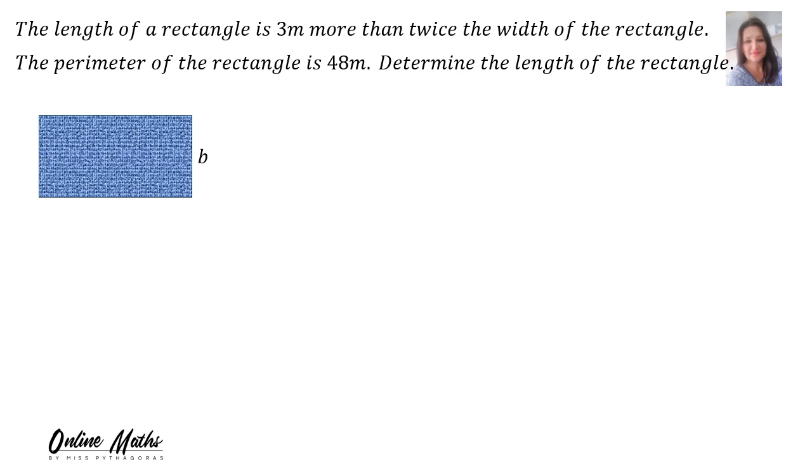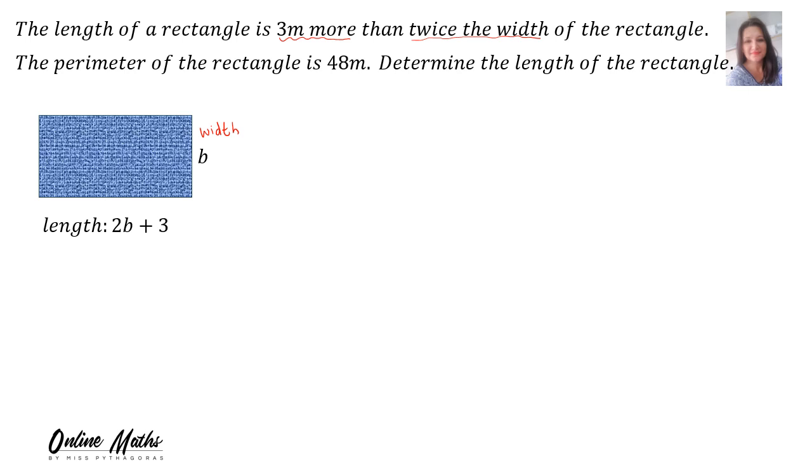The length of a rectangle is 3 meters more. That means plus 3. Alright, but it's 3 meters more than twice the width. Can you see what I did here on length? I said, remember the width is this one. So the width was the b, and then the length is twice the width. Therefore, 2 times b plus 3. And the plus 3 was the 3 meters more than twice the width of the rectangle. And that's your information. Now, let's make an equation.